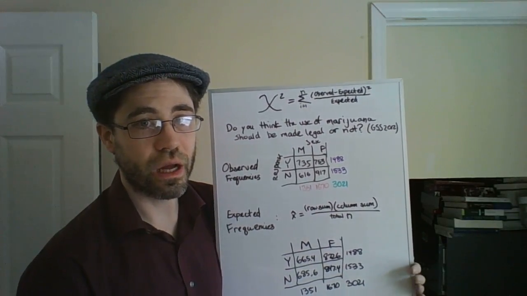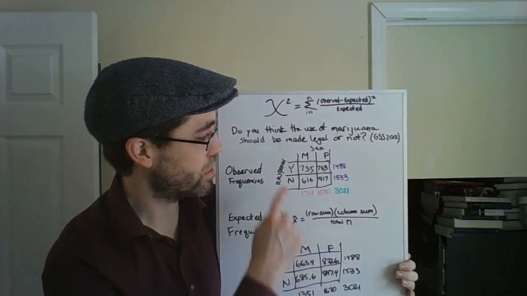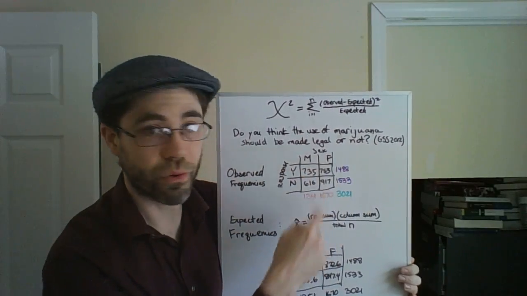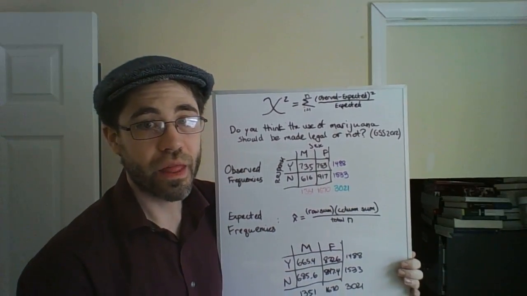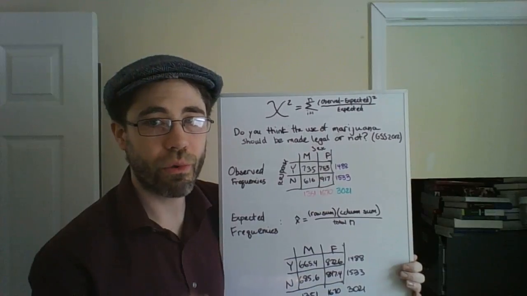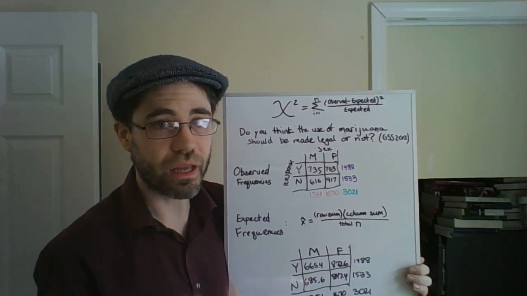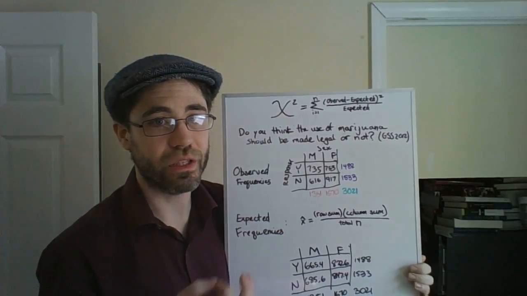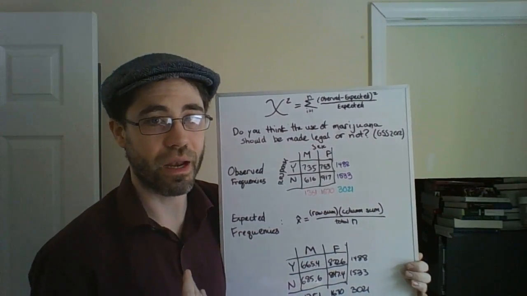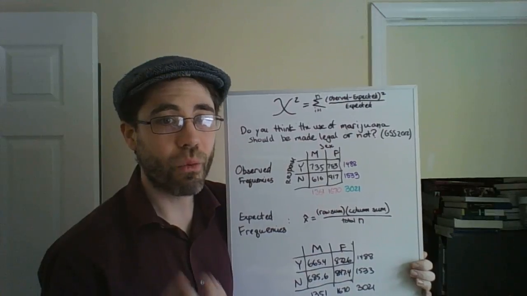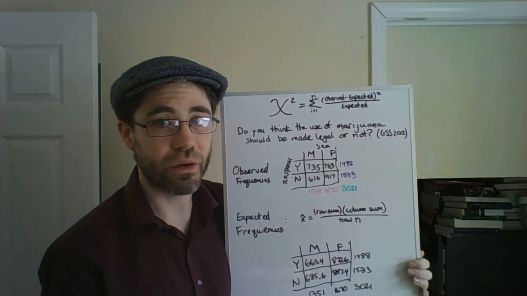Now, the same thing can be done with row percentages, right? You could do 735 out of 1488, and so on. That answers the question, what portion of the row are in a given column? So in our sample, we see that yes is fairly evenly split between men and women, but no is around 60% women, 40% men.